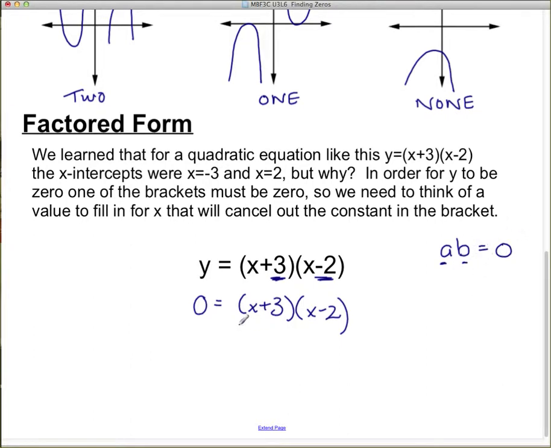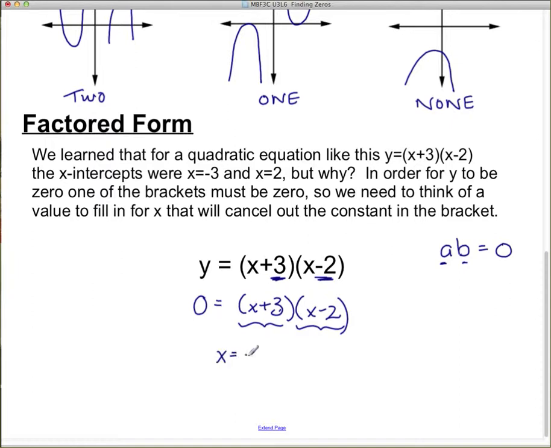Well, the same thing here. I've got this bracket multiplied with this bracket. Now, if one of these things is 0, then the whole thing is 0. So I have to figure out what's going to turn each of these brackets 0. So let's think about the value I'm going to stick in for x that's going to cancel out a positive 3.